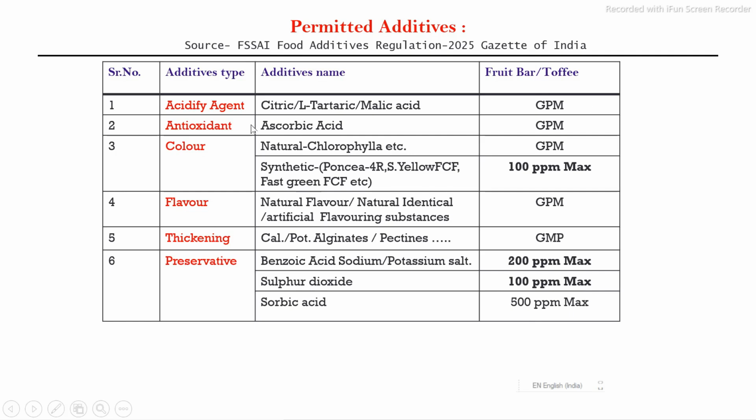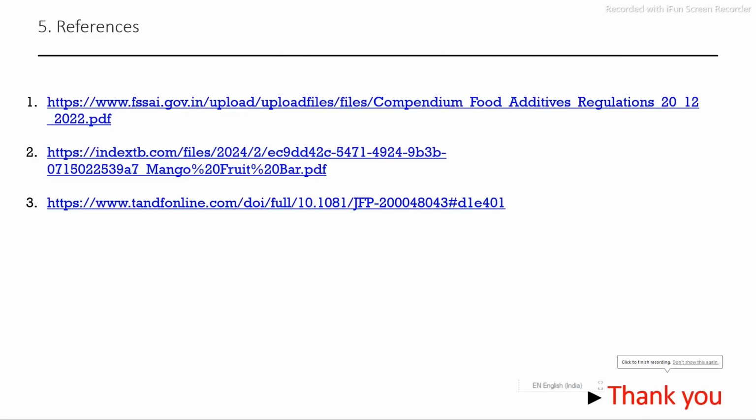Similarly, these are the general guidelines for the addition of acidifying agents, antioxidants, flavors, and thickening agents, in which they are added as per good manufacturing practices, and the addition of preservatives within these limitations. In order to produce a high quality fruit bar, use high quality fruit pulp, then add an appropriate quantity of sugar and additives, the drying temperature must be properly maintained, and finally the moisture content must be maintained at not more than 20%. We will get a high quality final product, that is the fruit bar.